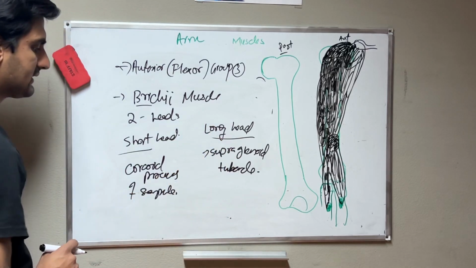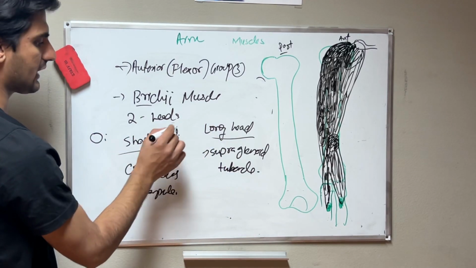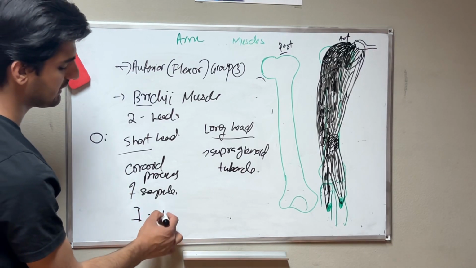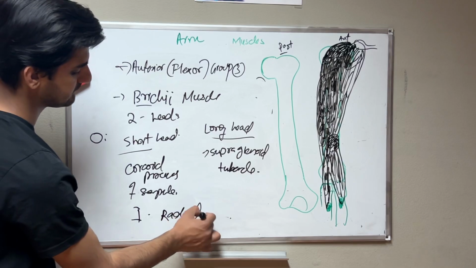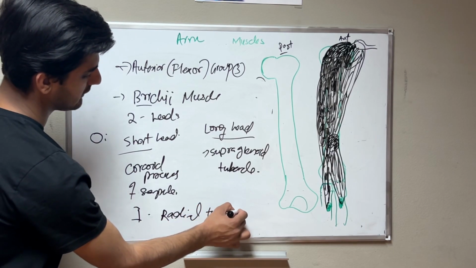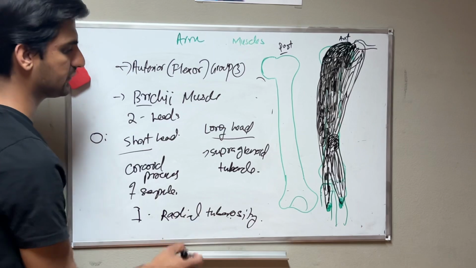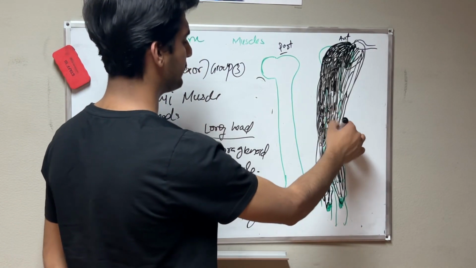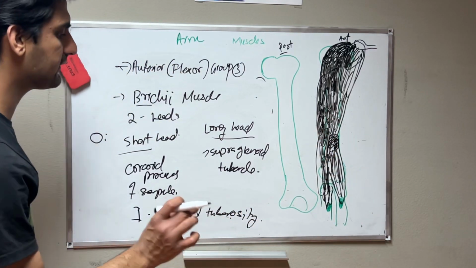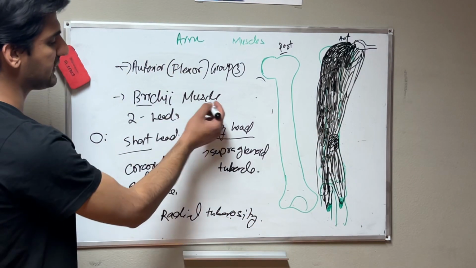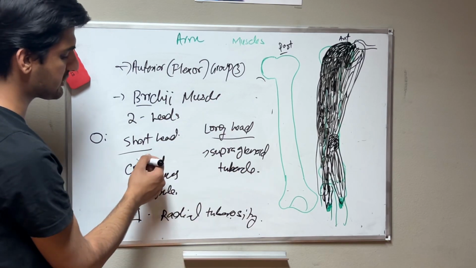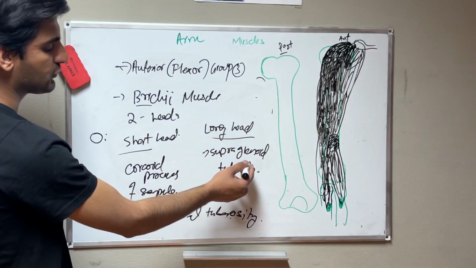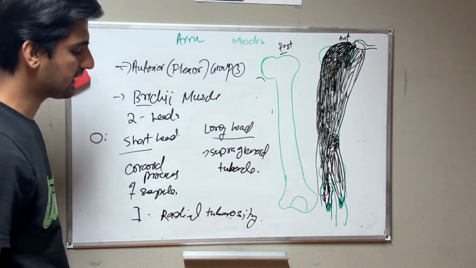These are the origins. This is only the origin of the short and long head, because the insertion is the same single point, the radial tuberosity in the radius bone. These two bellies come together as one tendon and insert into the tuberosity. This is the biceps brachii muscle, with two heads: the short head from the coracoid process of the scapula, and the long head from the supraglenoid tubercle, inserted into the radial tuberosity.